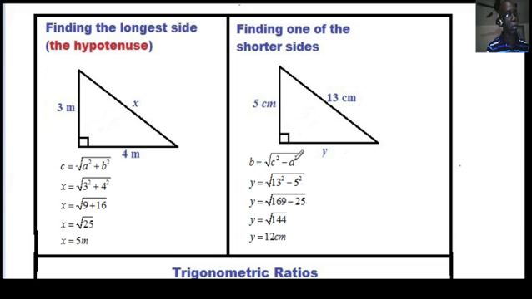By substituting these values, we get y equals the square root of 13 squared minus 5 squared. Simplifying the inside of the radical gives us y equals the square root of 169 minus 25. Then, y equals the square root of 144. Finally, y equals 12 centimeters.